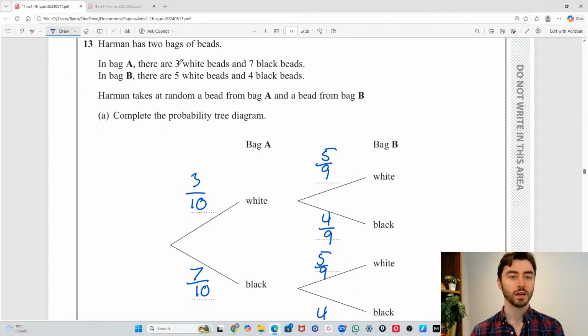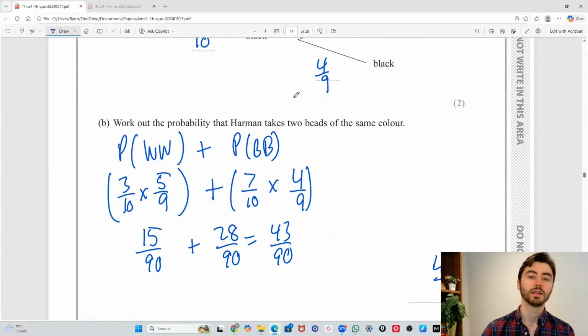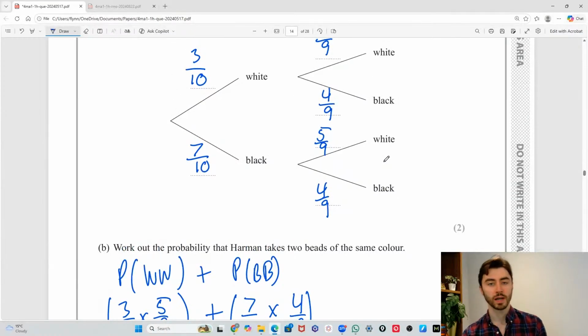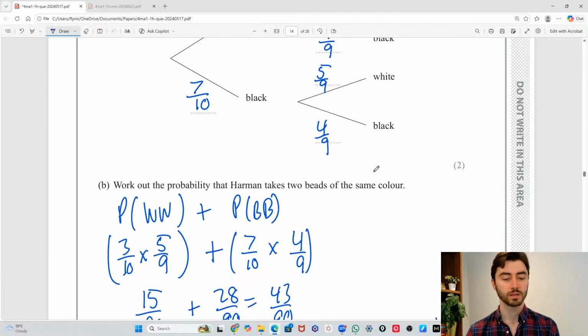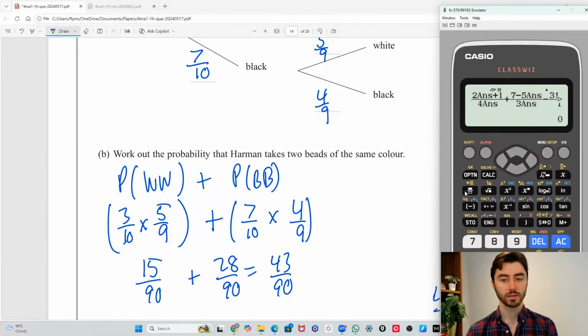So here, 3 out of 10 were white, 7 out of 10 were black, 5 out of 9 are white on both, 4 out of 9 are black on both. Good. Takes 2 beats of the same color. That's white, white. So let's really just type it back in. Nothing much to it.